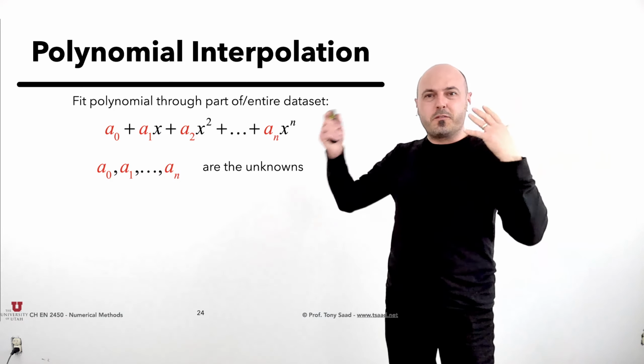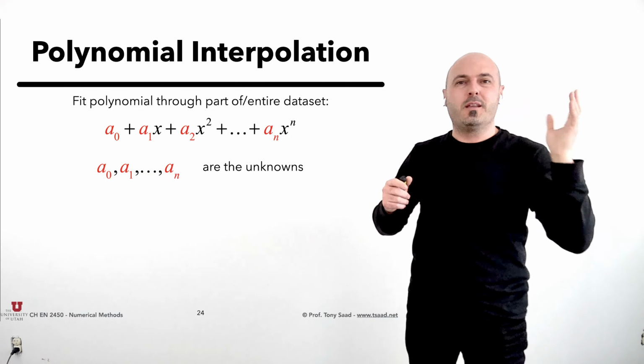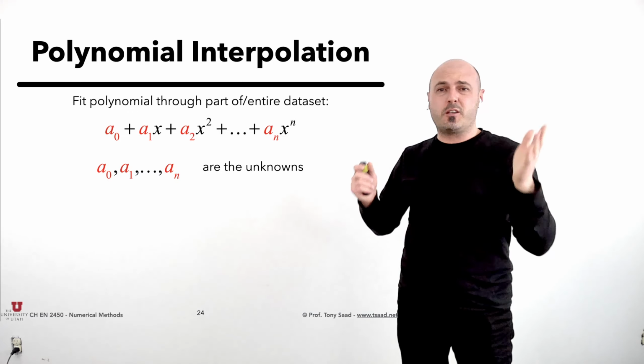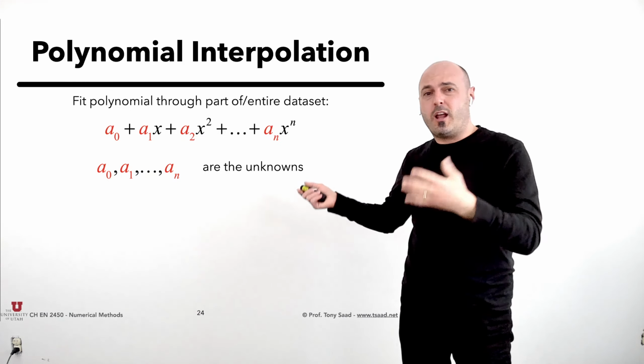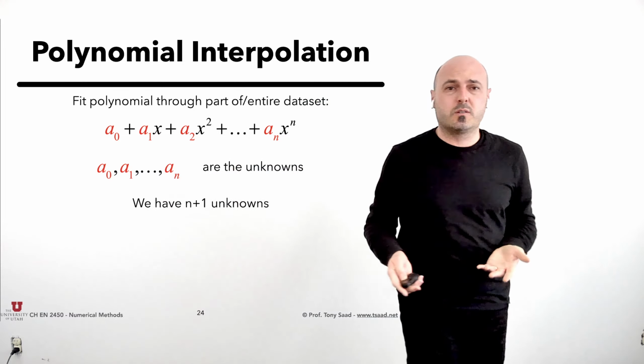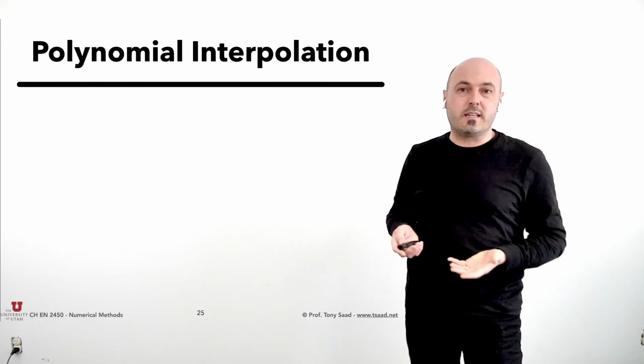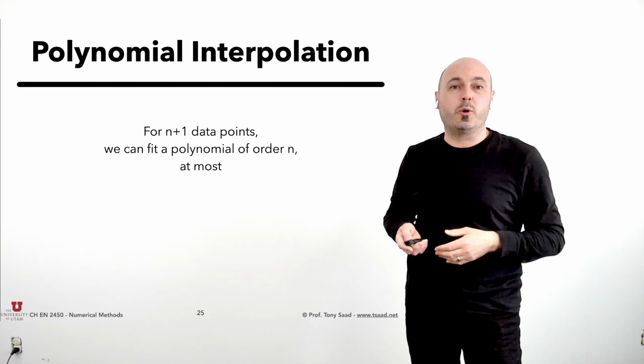Remember, don't confuse the nth order polynomial with n+1 points. Each point is going to give you an equation. Think of it this way: your polynomial has n+1 unknowns, so you need n+1 equations. We have n+1 unknowns, we need n+1 equations, so we need n+1 points, one equation per point.